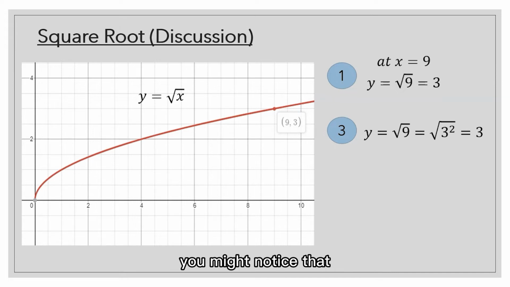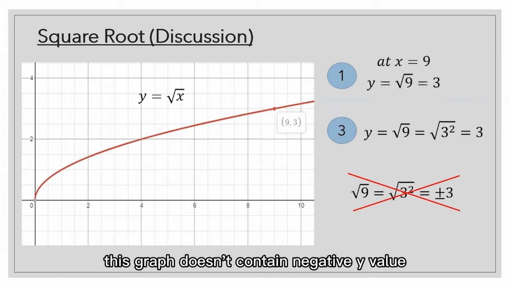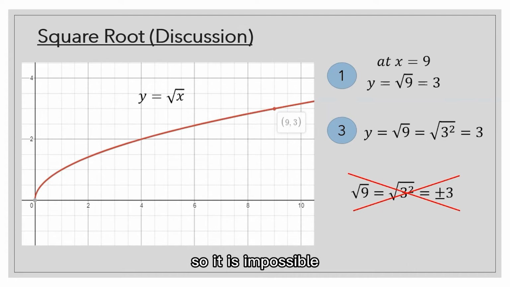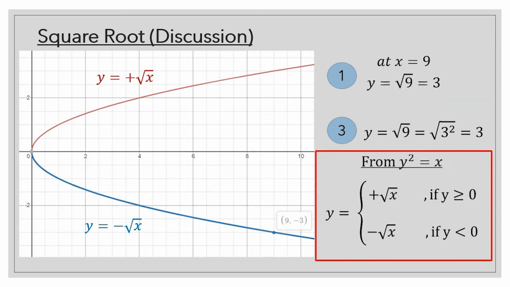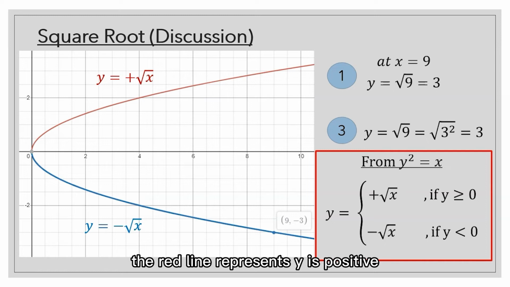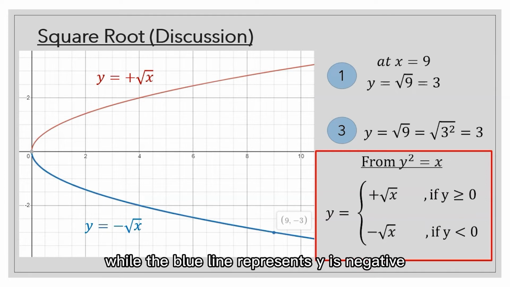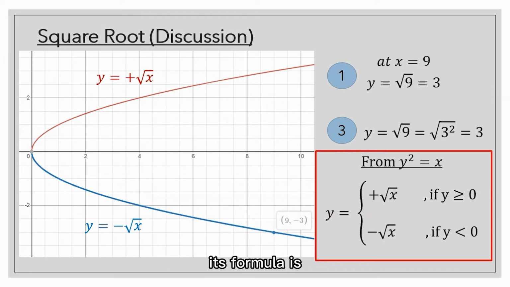You might notice that this graph doesn't contain negative y values. So, it is impossible to have plus minus 3 as an answer. If you include y equals negative square root of x, then you have 2 graphs. The red line represents y is positive, where its formula is y equals positive square root of x, while the blue line represents y is negative. Its formula is y equals negative square root of x.